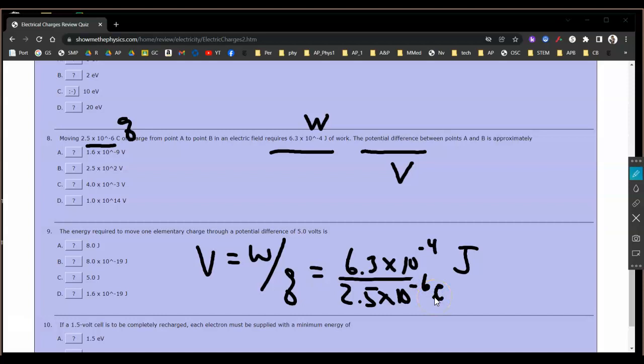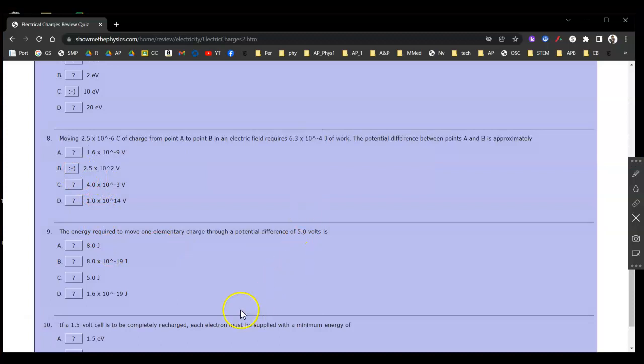Wait a second, I think I made a mistake. I'm sorry, I did. What do you get when you do it? I did make a mistake. What's the answer? I think it must be B. Is it B? Okay, sounds good.